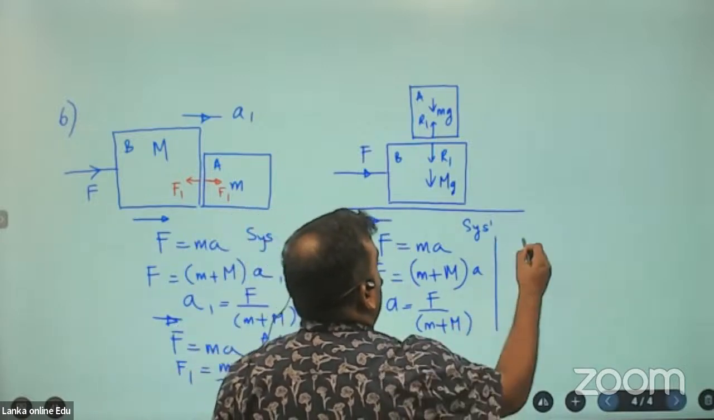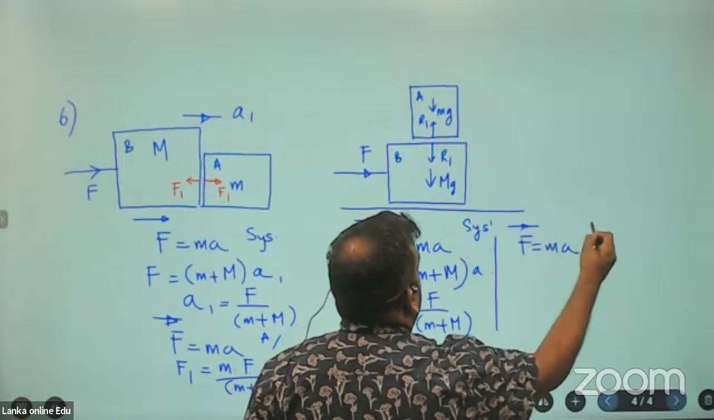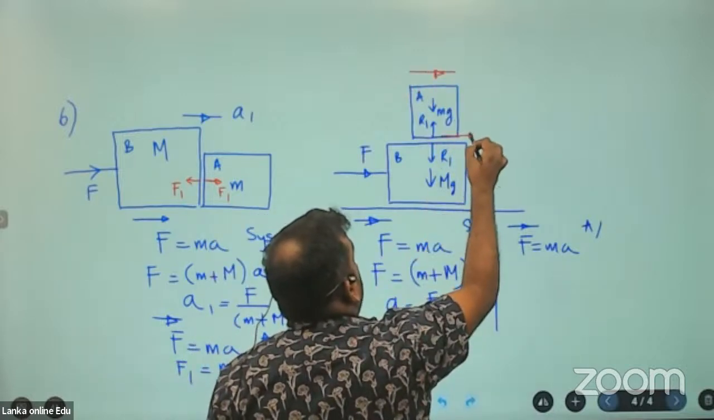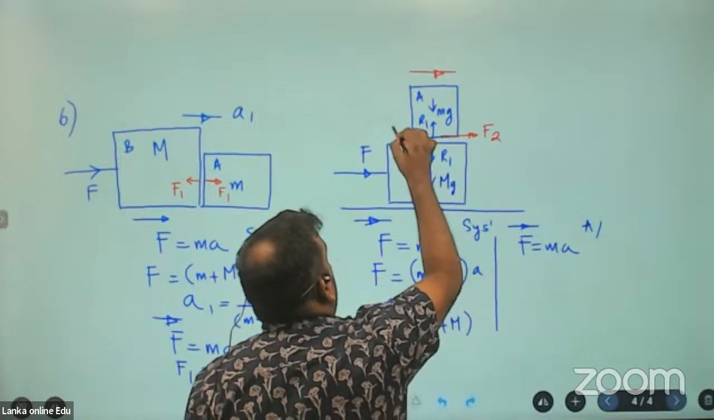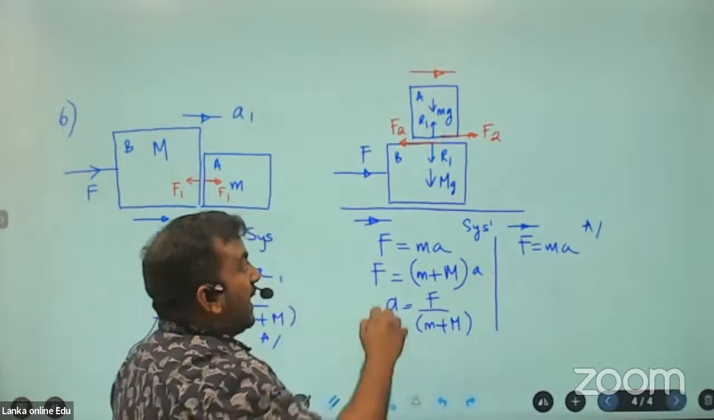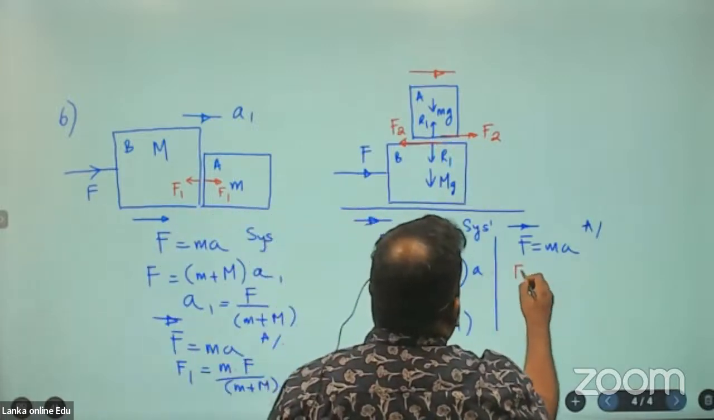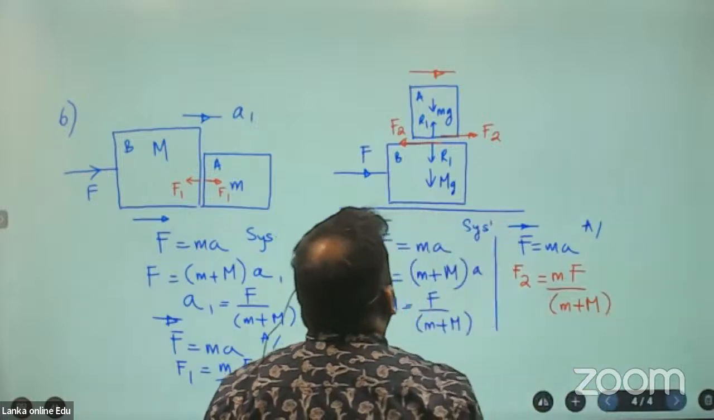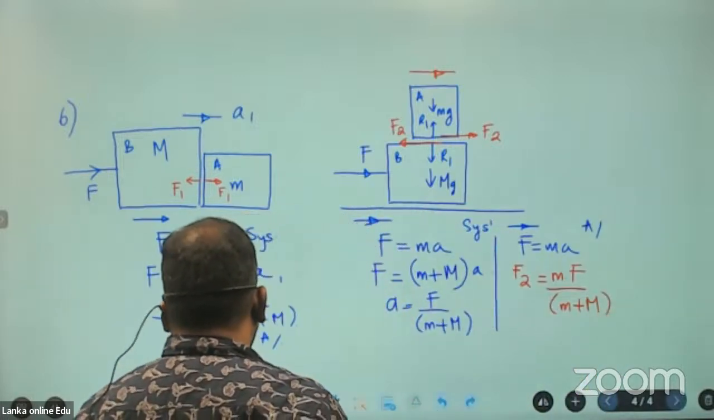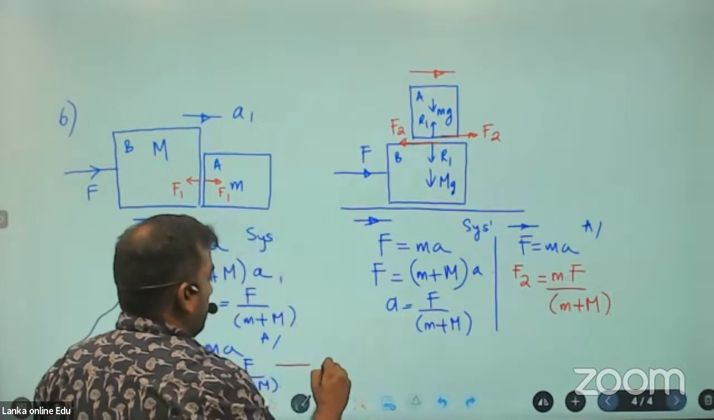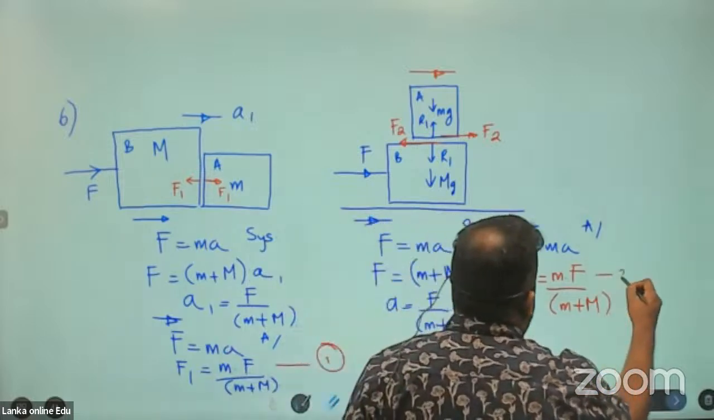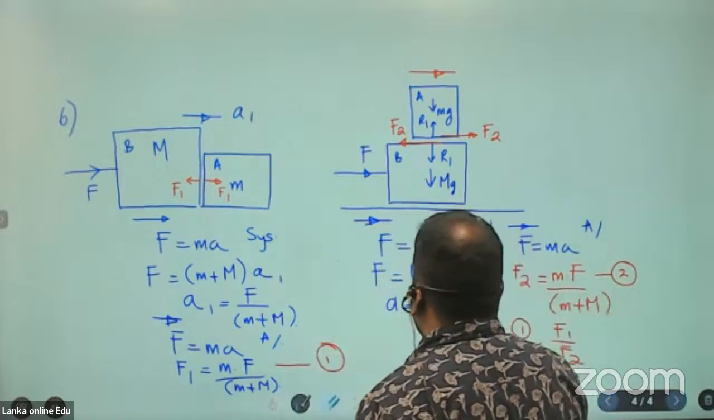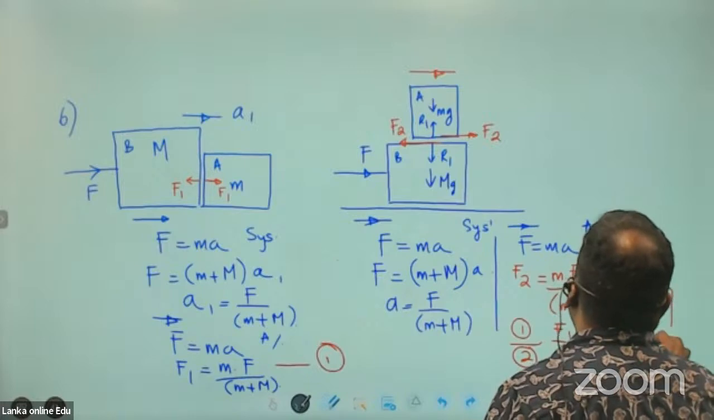Separately apply F = ma on A. Now when you mark the forces, both are going together, which means there will be a force F2, with an equal and opposite force acting there. Guaranteed, static friction is here. So F2 equals mass into acceleration, F divided by (m + M). Now they're asking for the ratio. Equation 1 is here, equation 2 is there. F1 over F2, you can see they will cancel off. 1 is to 1, which means the answer is answer number 1.